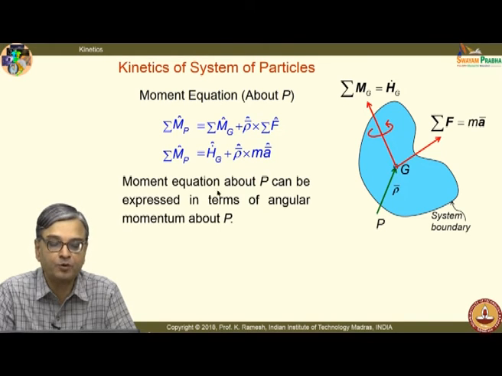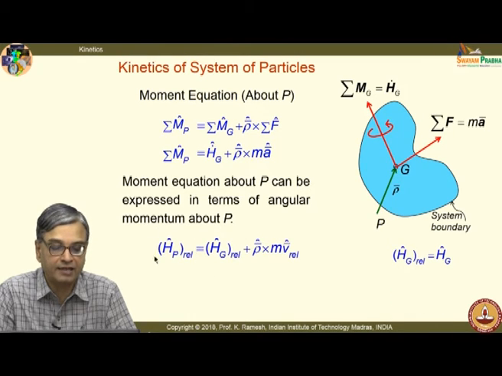So, the moment equation about P can be expressed in terms of angular momentum about P. We have already looked at h p rel equal to h g rel plus rho bar cross m v bar rel. And we also know the identity h g rel equal to h g, and we have also seen the definition of this velocity v bar rel. Okay. You should not confuse it with the rotating frame of reference. In this context, it has a particular interpretation.